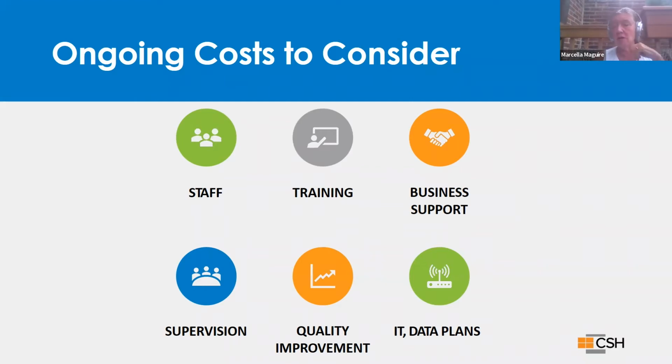And then finally, ongoing costs: IT plans, data plans, what data systems you're using, how your staff communicate with each other, etc. These are all part of ongoing costs that you have to factor in.